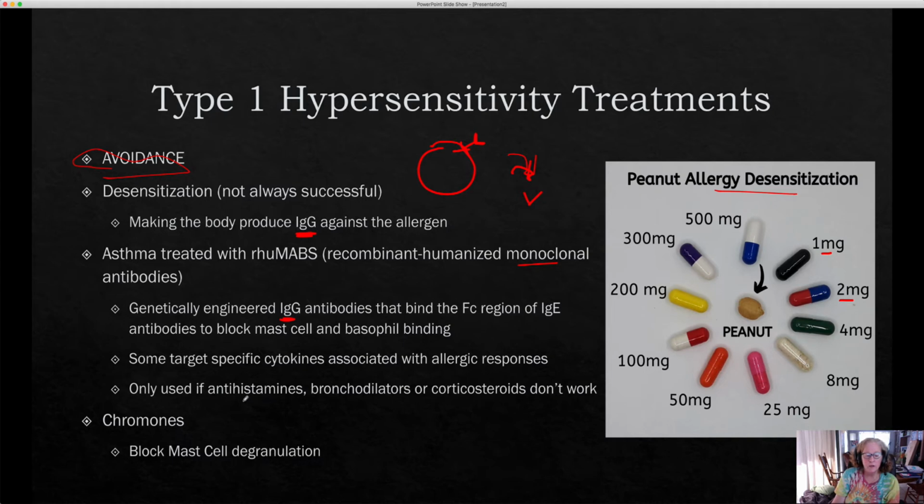So antihistamines are the first choice. Corticosteroids are usually layered on top of that, and then long-term bronchodilators. Now, chromones are a very new type of treatment. Chromones are a medication that's designed to block the degranulation process. And the idea is to bind this drug somewhere on, what's the term?